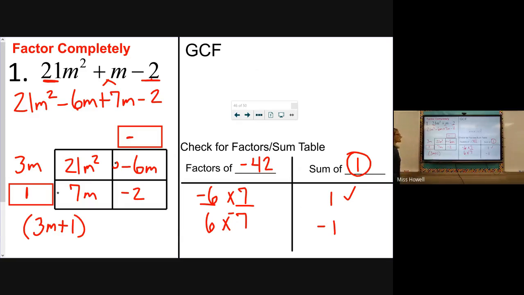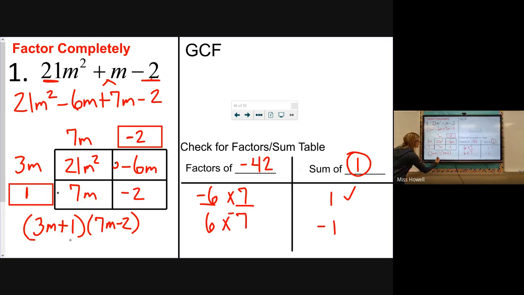All right, doing the same process with our columns, 21m squared and our 7m both share a 7, and they both share at least 1m. Factor it out. All right, negative 6m and negative 2 both share a negative 2. Right, that definitely has to be a negative 1. It's part of our GCF, so we would have pulled it out anyways here, but the top block is negative, so make sure you bring it out. All right, 7m minus 2 then would be our other factor.